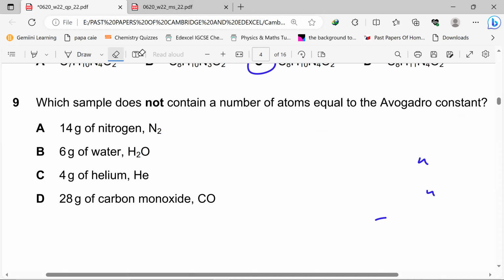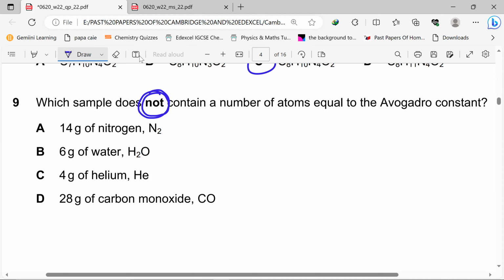So we can see here they have given some mass, and we need to find the 'not'. Circle it properly so that you understand it's not the answer according to the Avogadro constant, rather all will be according to the Avogadro constant except for 1. So you need to keep in mind, always circle your 'not', otherwise you will forget.